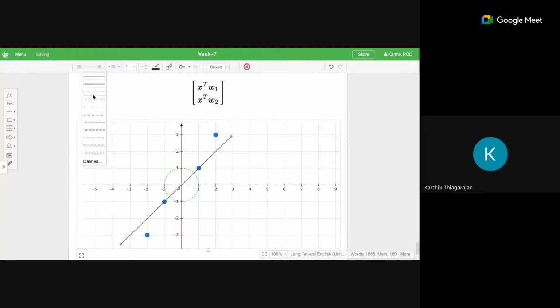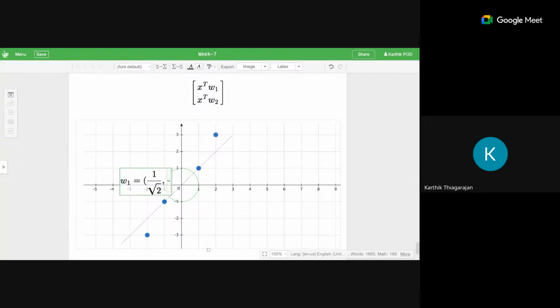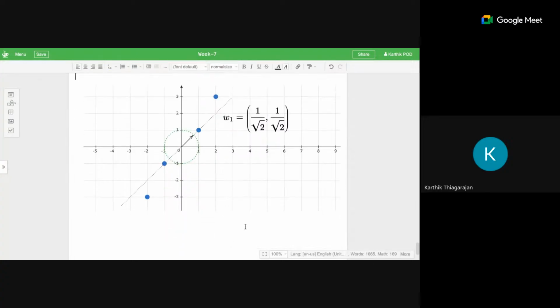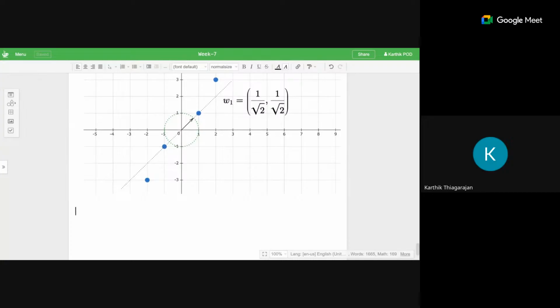Okay, let's say the first PC turned out to be 1 by root 2 comma 1 by root 2, right? That vector. So W1 is a unit vector, 1 by root 2 comma 1 by root 2. So this is the first principal component. Now, what is the claim? The claim is that you don't need 2 coordinates. You are going to approximate it with just 1 coordinate, right? So what will that 1 coordinate be?